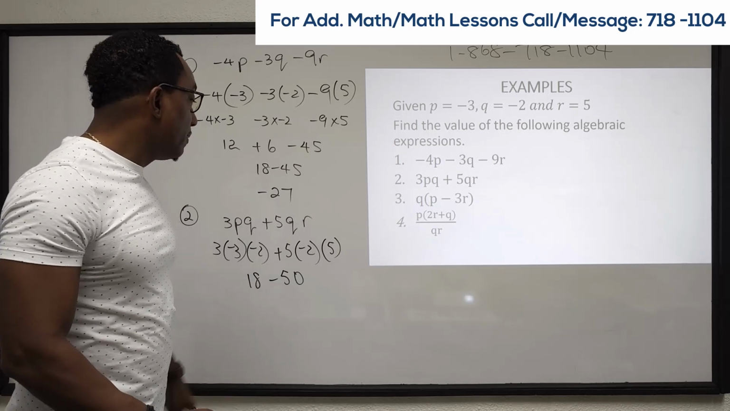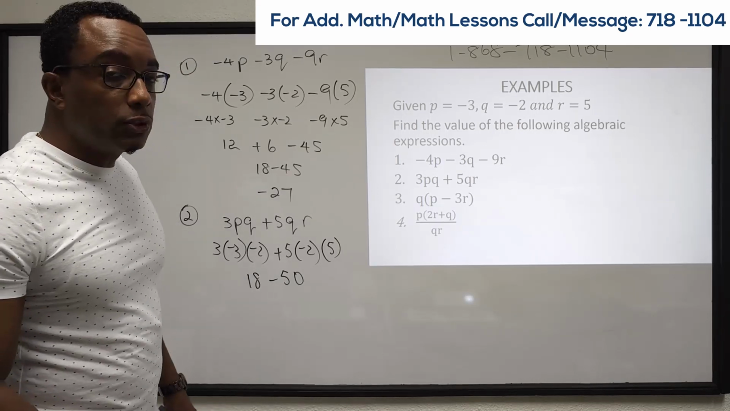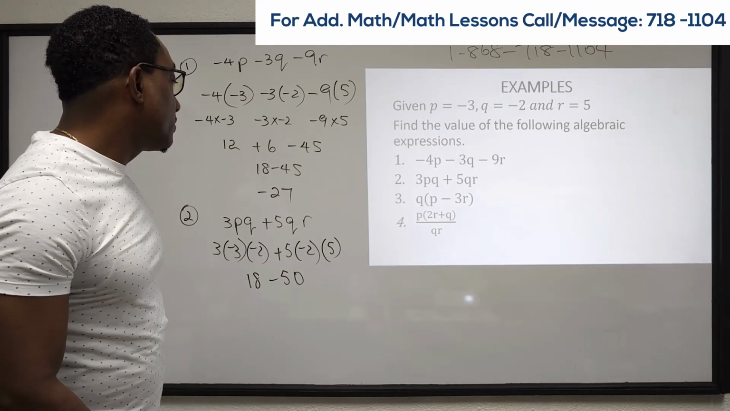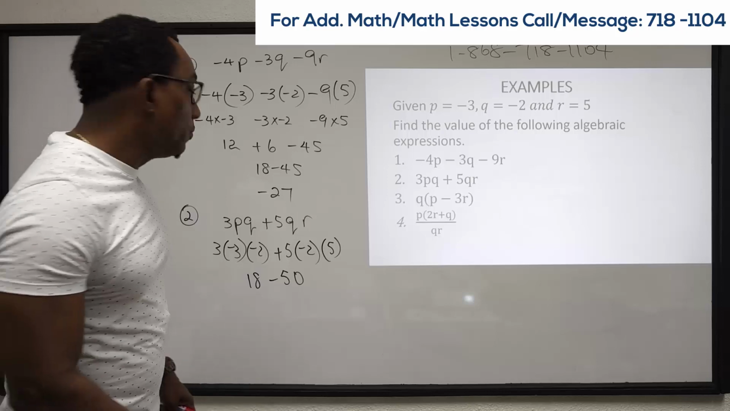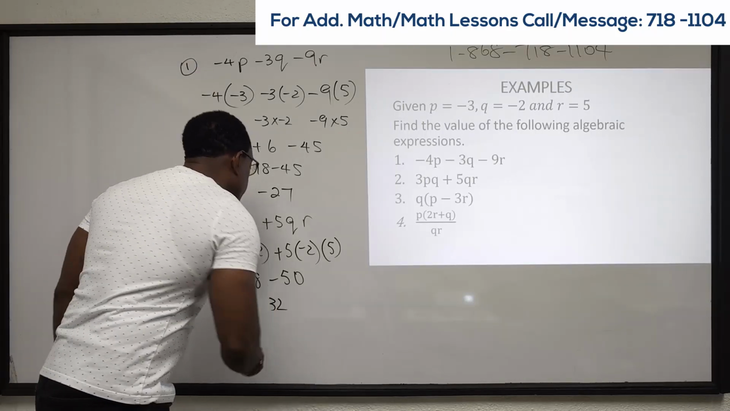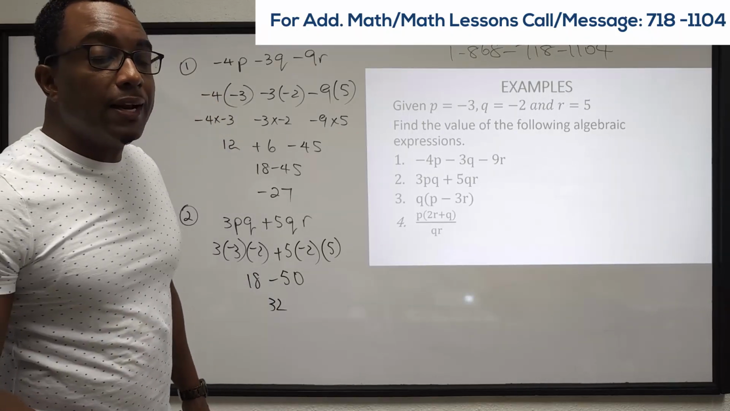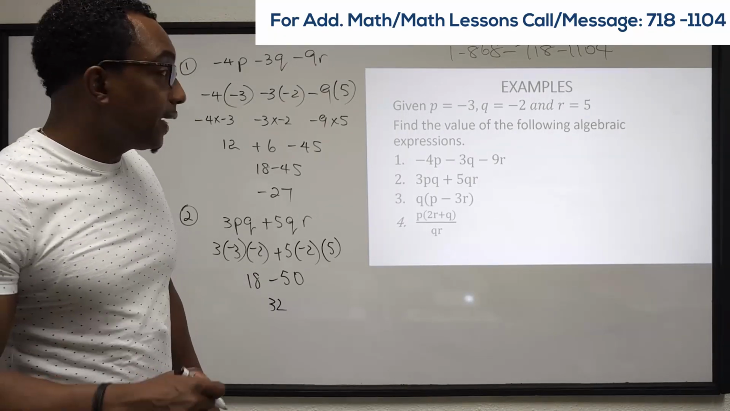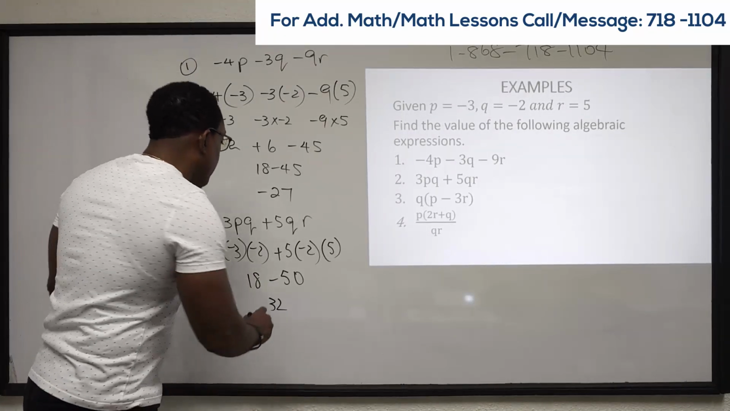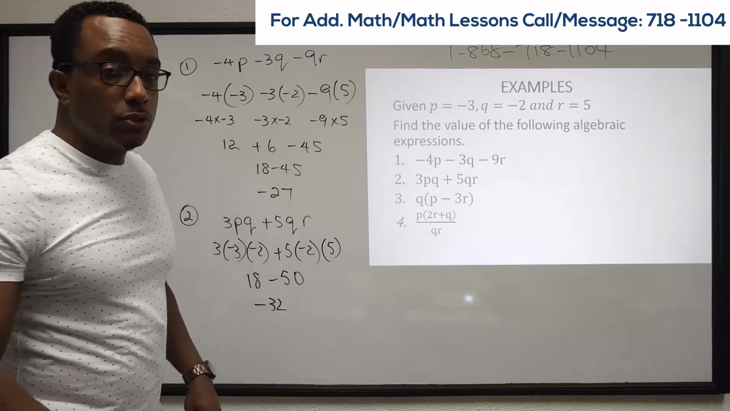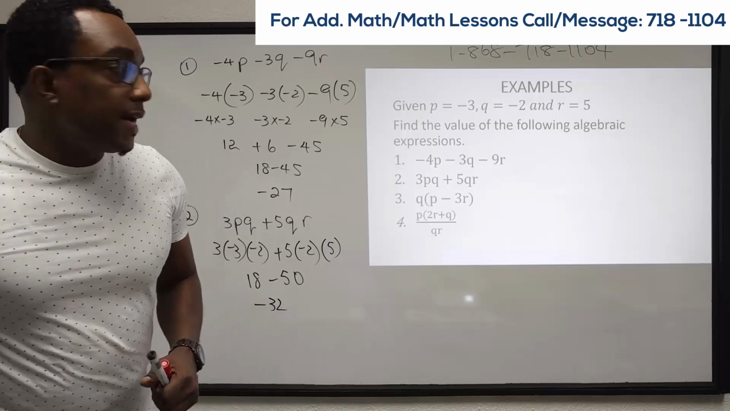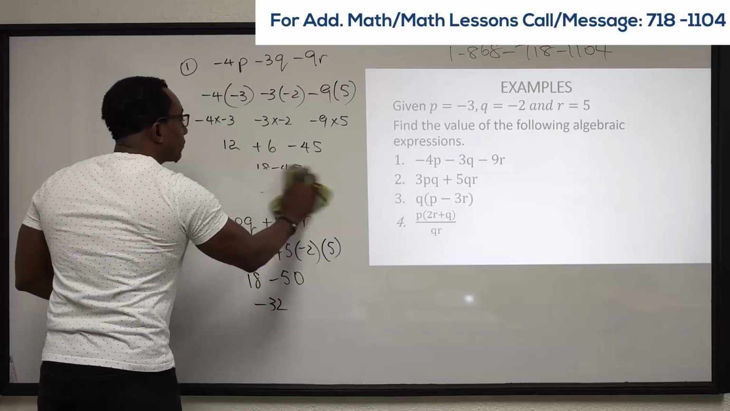So when the signs are different, we subtract the two natural numbers. So 18 from 50 will give us 32. And the sign of the larger natural number is 50. A negative sign controls it, so that negative sign will control your 32. So we have negative 32 as the answer for 2. So let's look at 3 and 4.